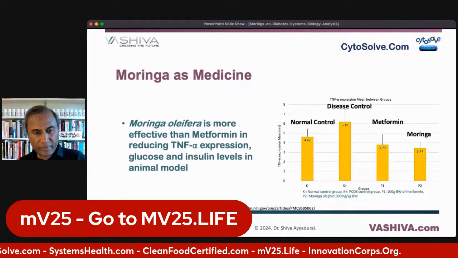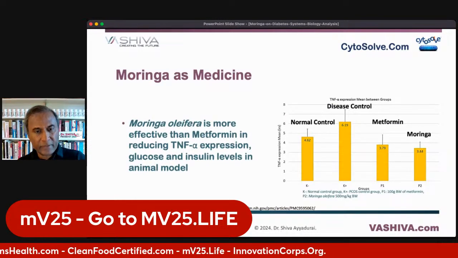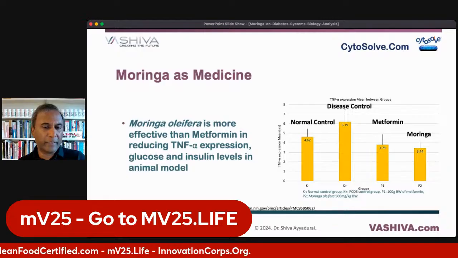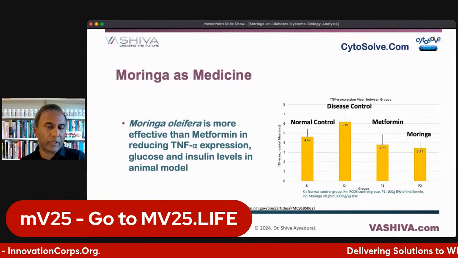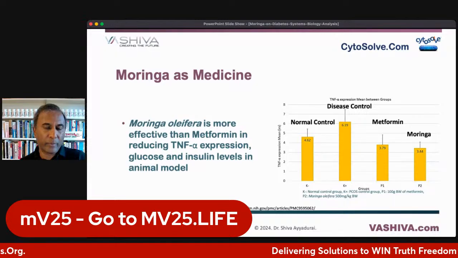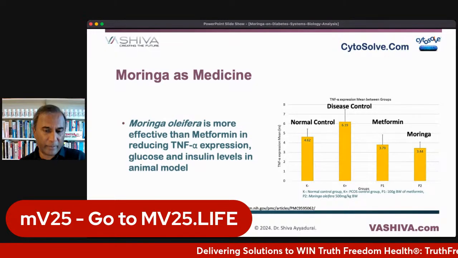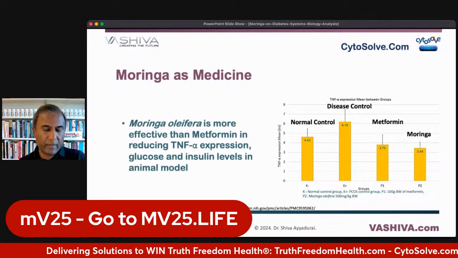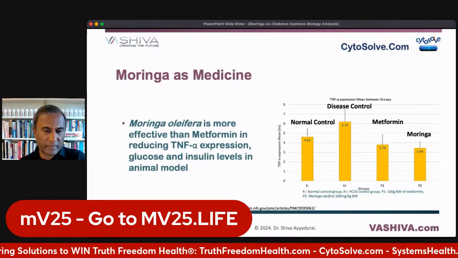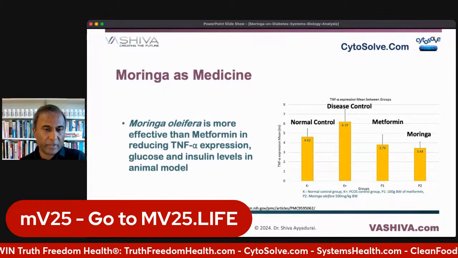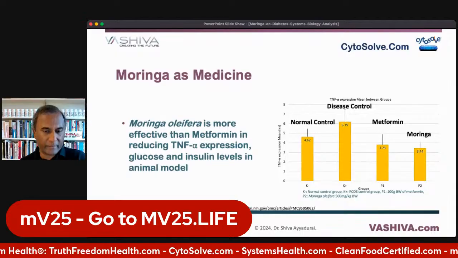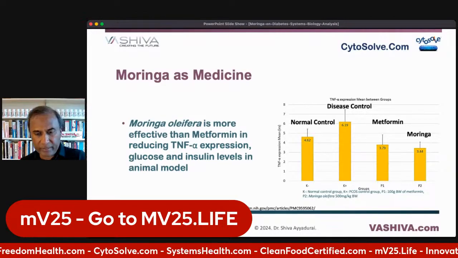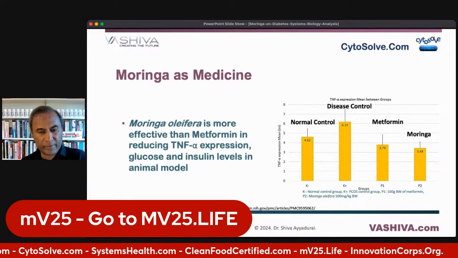So for example, Moringa as medicine. Moringa oleifera is more effective than metformin, okay? Metformin is one of the important compounds that big pharma promotes in reducing TNF-alpha expression, glucose and insulin levels in animal models. So Moringa is more effective. And this is not us sharing it, but this comes from the research that Cytosolve was able to curate and discover.